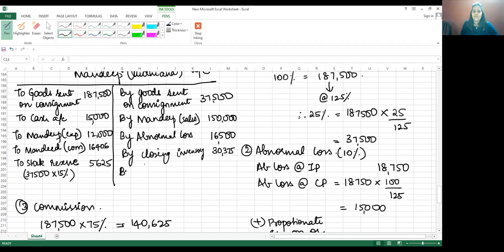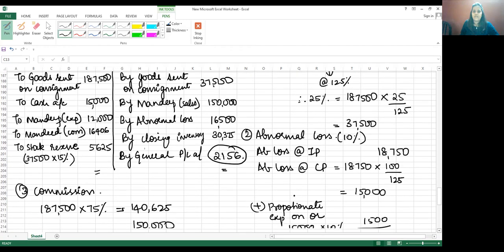Therefore we have to do by general P&L account, and you do the balancing figure here. So that comes up to 2156. Okay.